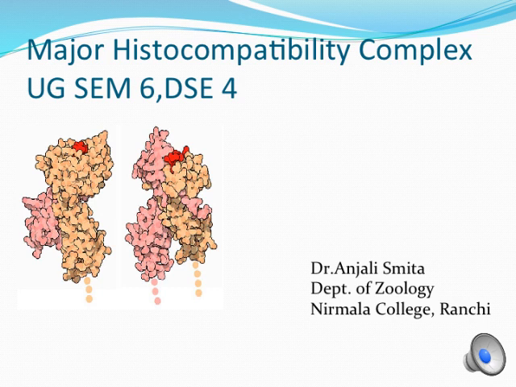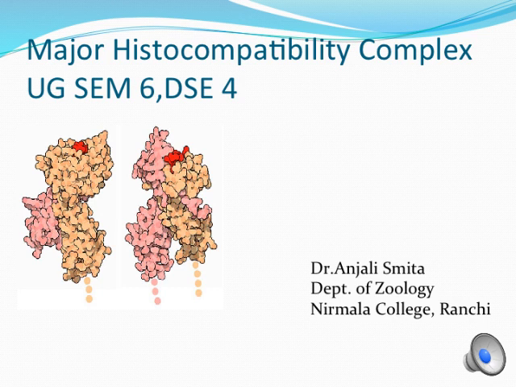Hello students. So today we are here with a new topic on immunology, major histocompatibility complex. This covers your syllabus of UG semester 6, DSC 4. Now this is a new topic for you and I have tried my best to make you understand the concept in a very simplistic manner.